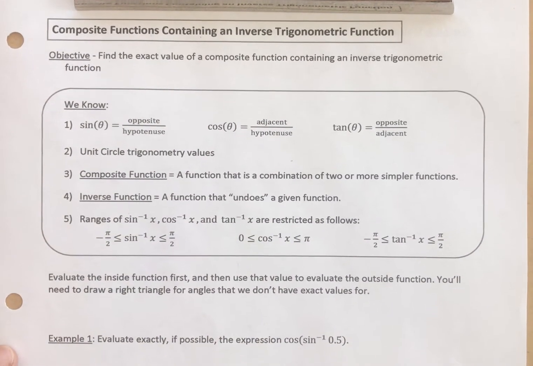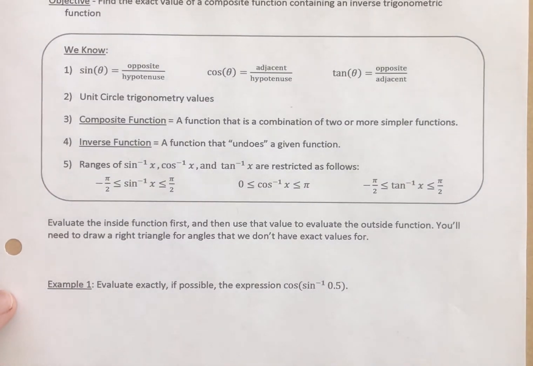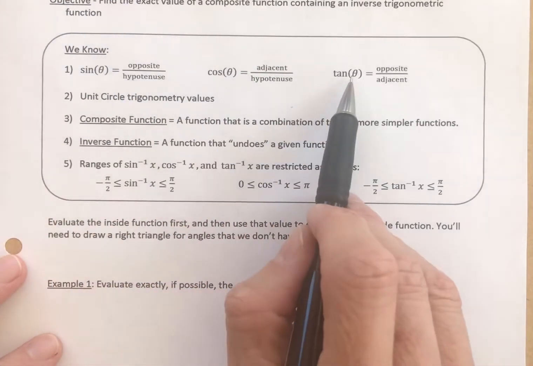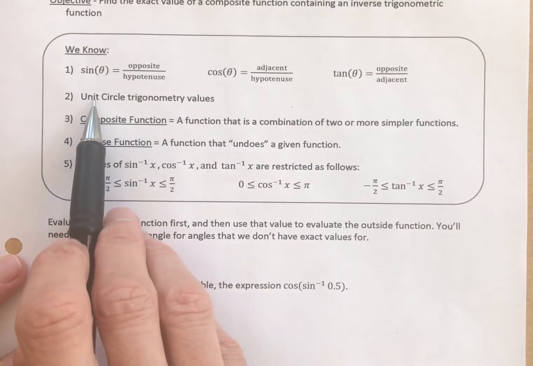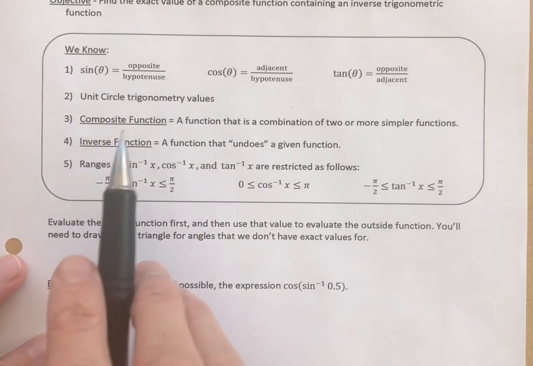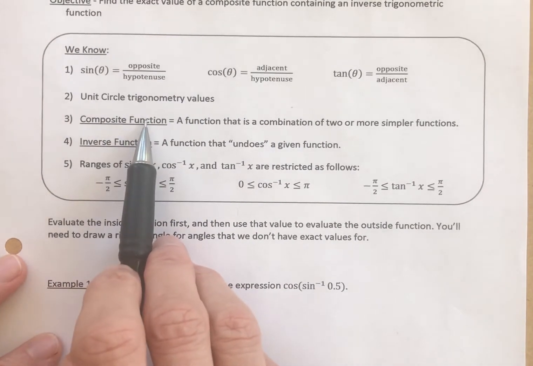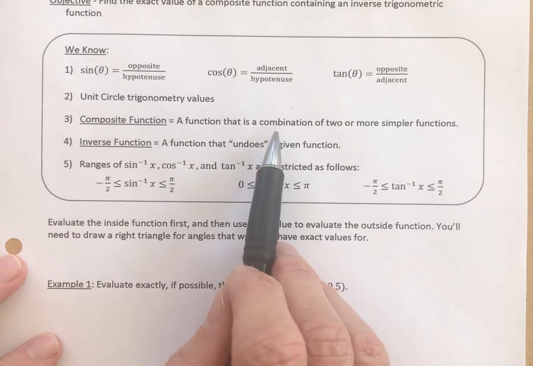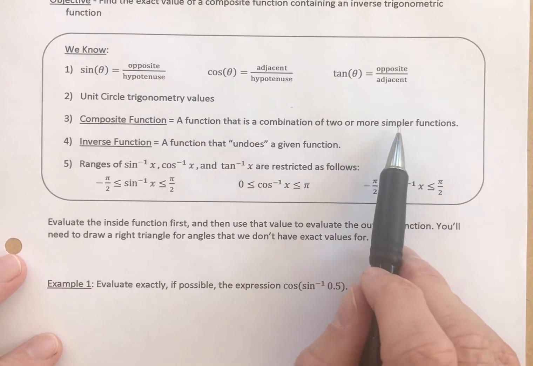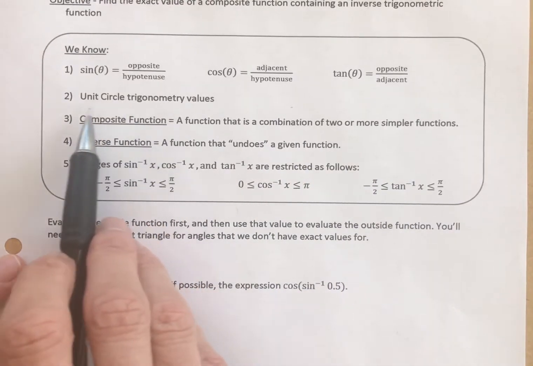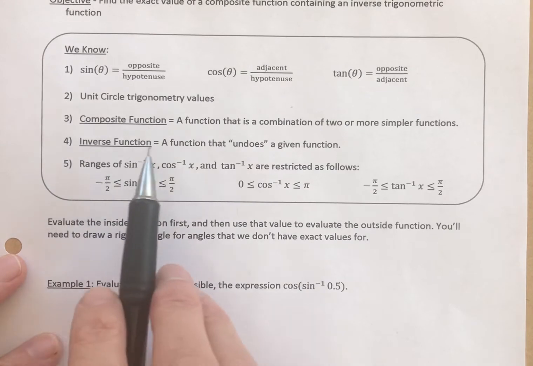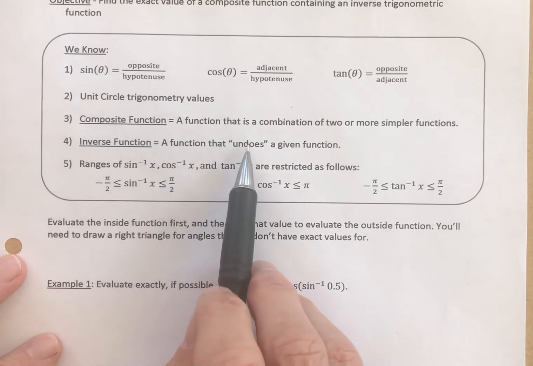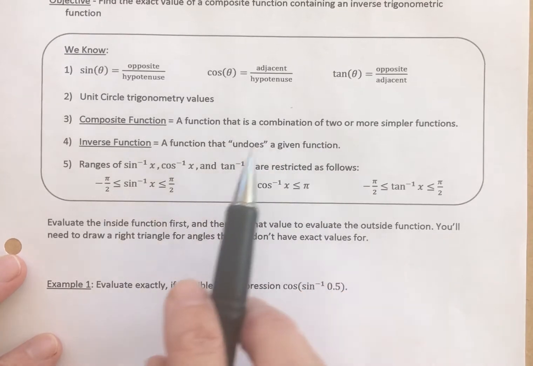So what do we know that's going to be useful for this lesson? Well, we know the definitions of sine, cosine, and tangent. We know our unit circle trig values. We know what a composite function is: a function that is a combination of two or more simpler functions. Composite, compose. We know what an inverse function is, a function that undoes a given function.